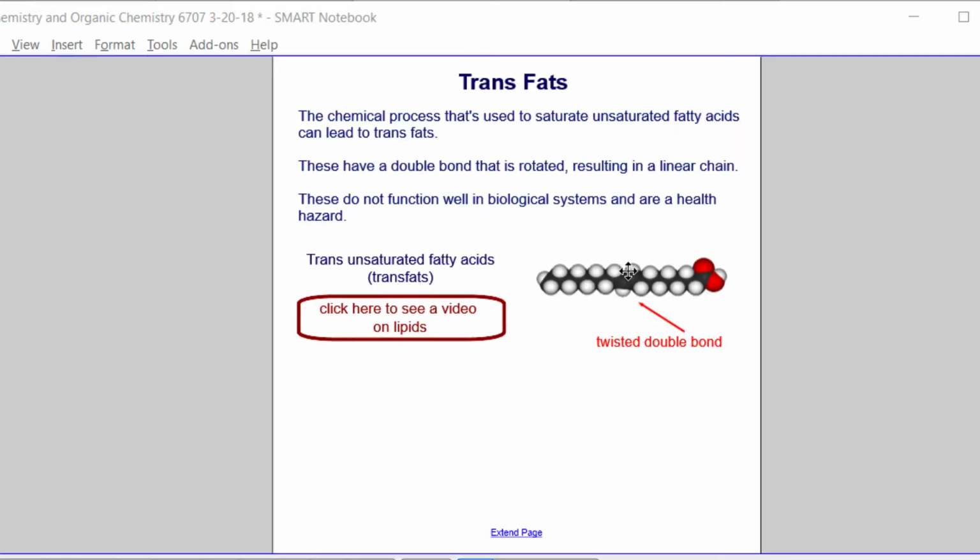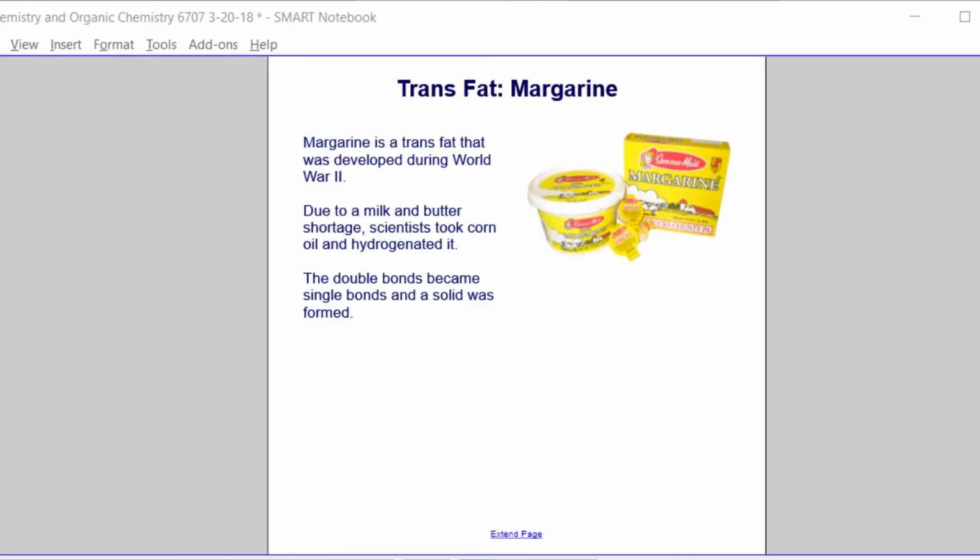So this is the structure of a trans unsaturated fatty acid, or a trans fat. One example of a trans fat is margarine. Margarine was developed during World War II. Due to a milk and butter shortage, scientists took corn oil and hydrogenated it. The double bonds became single bonds and a solid was formed.